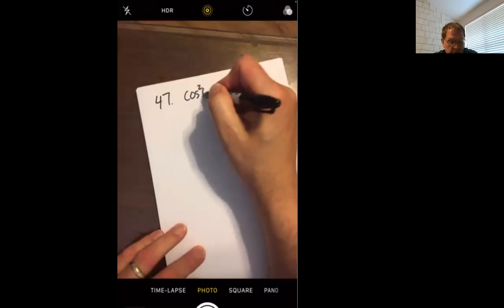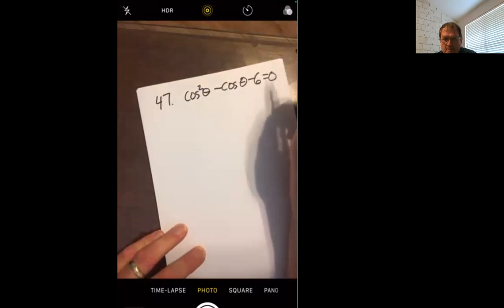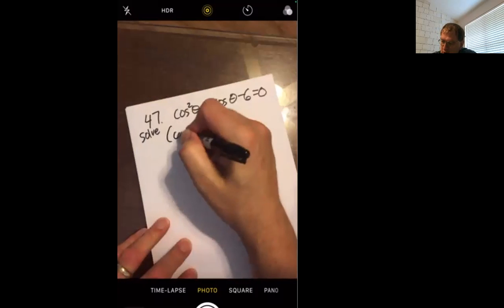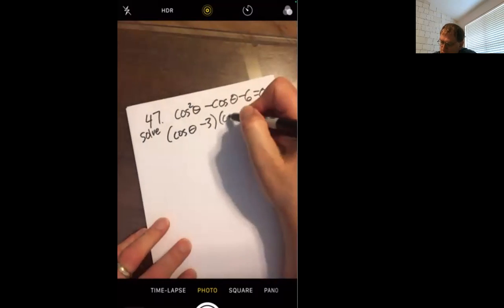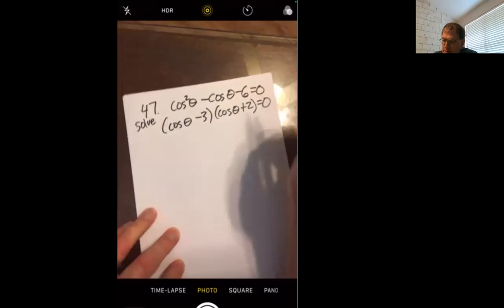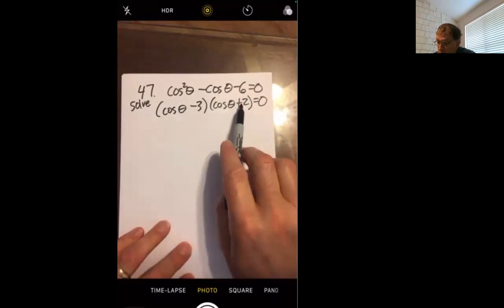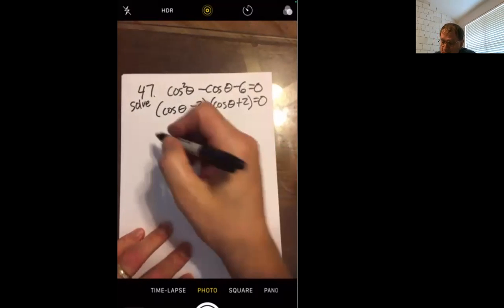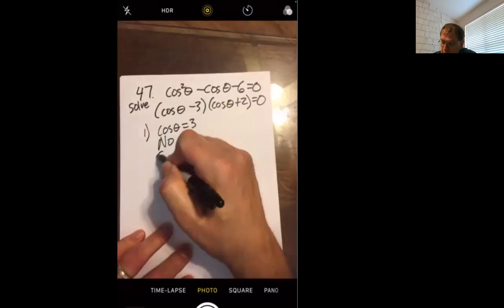Cosine squared theta minus cosine theta equals 0. Okay, solve. How about cosine theta minus 3, cosine theta add 2? If this is correct, this is going to be a super easy one. Plus 2 cosine minus 3 is your -1, and you're getting a -6. So that's a correct factoring. Yeah, it's going to be super easy. Cosine theta equals 3. No solution.